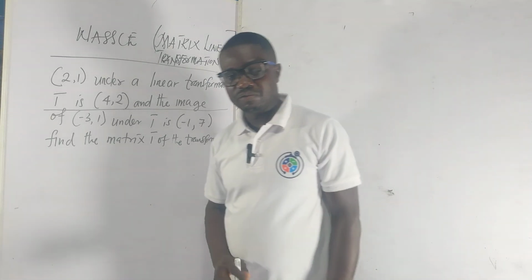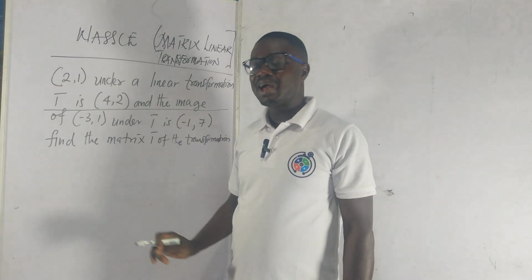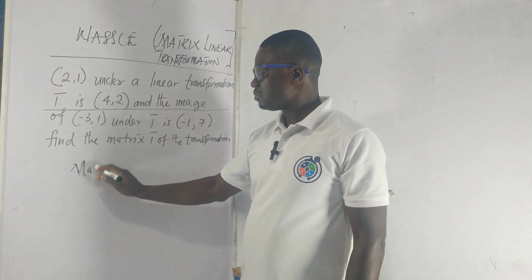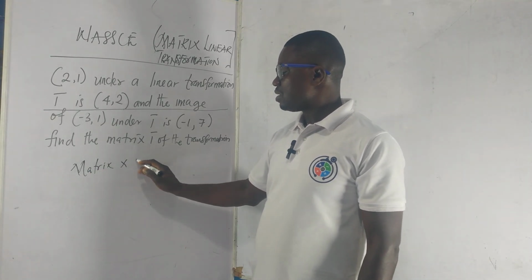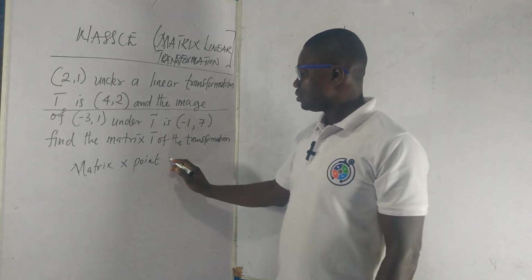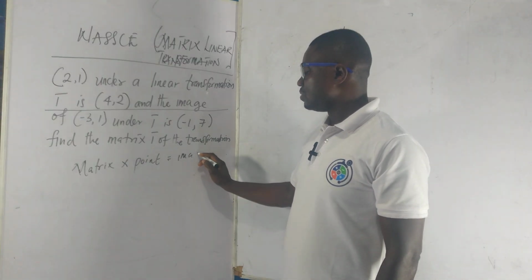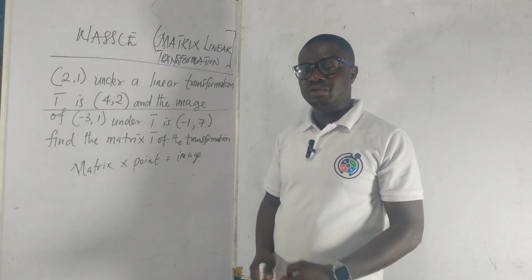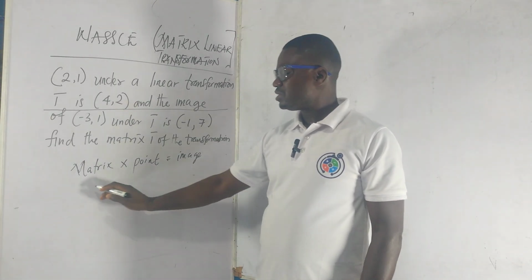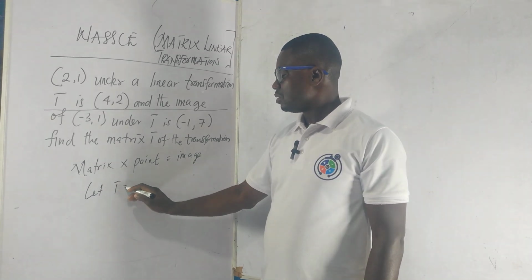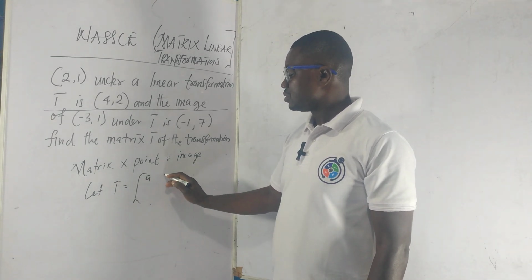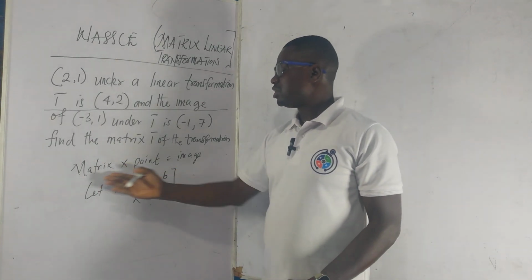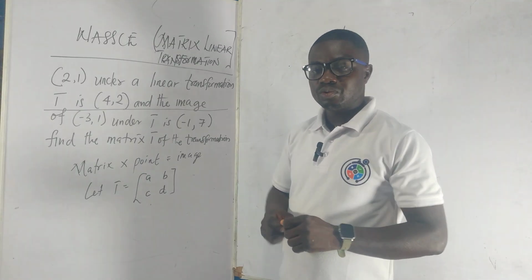Now, what we have to know first here is how to simplify a matrix relation. We know that a matrix times a point is equal to the image. If you are able to get this relation correct, it means you are halfway through the solution. Now let T be the matrix with entries A, B, C, and D. We are going to use this relation, or equation, to get the parts.